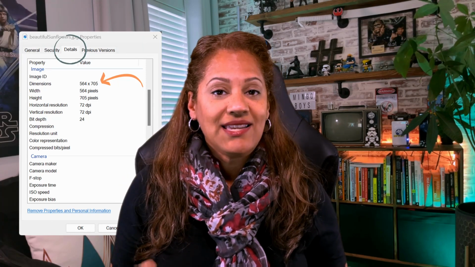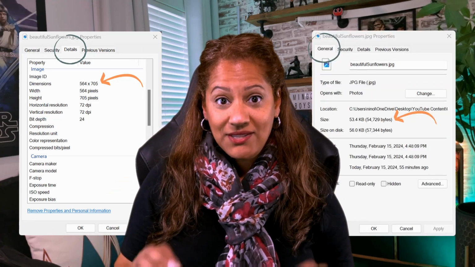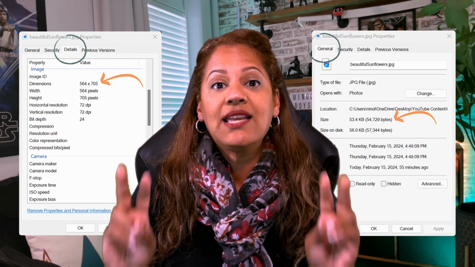So the first thing that I want to talk about when it comes to images, there is a difference between the image size and the image file size. Okay, so those are 2 sizes that you have to be conscious of. Okay, so the image size is just that. What is the size of the image?